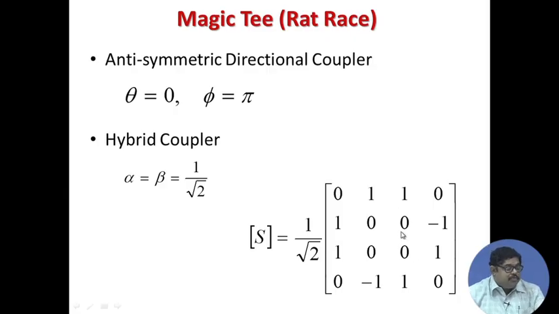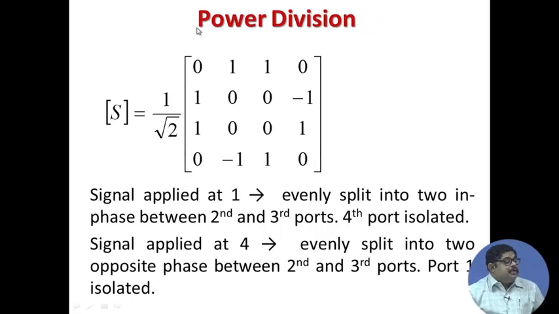Now, what is the beauty of this? You see that if I apply signal at port 1, that means look at this row, what happens? That signal gets divided between port 2 and 3, and their phase is also the same. So, we have written: evenly split into 2 in-phase signals between second and third port, and the fourth port is isolated.